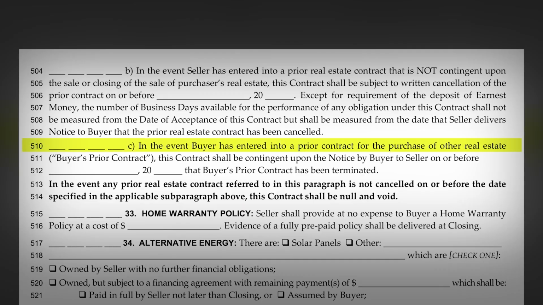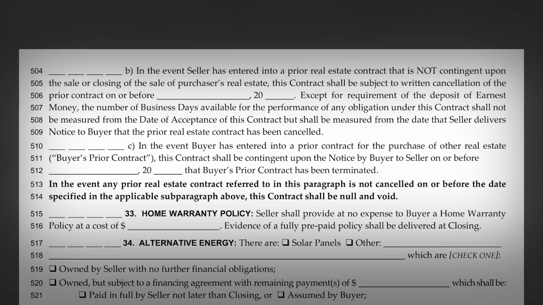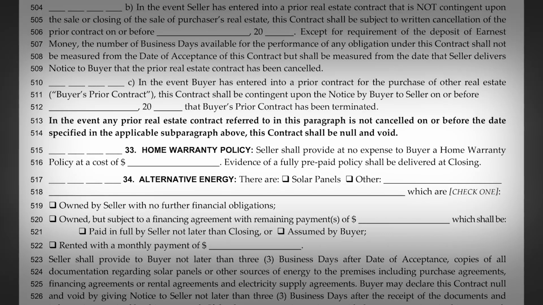Subparagraph C is if the buyer has entered into a prior real estate contract and they need to show cancellation of that previous contract and put the date that needs to be terminated on. Again, if any of those cancellations are not met by the date, this contract you are writing is null and void.